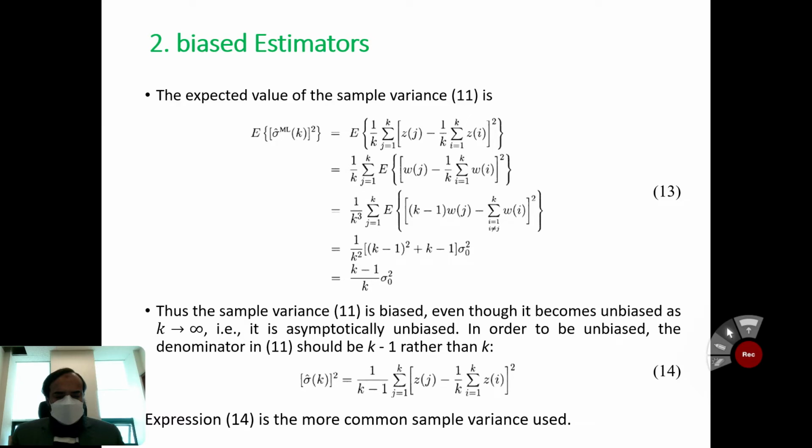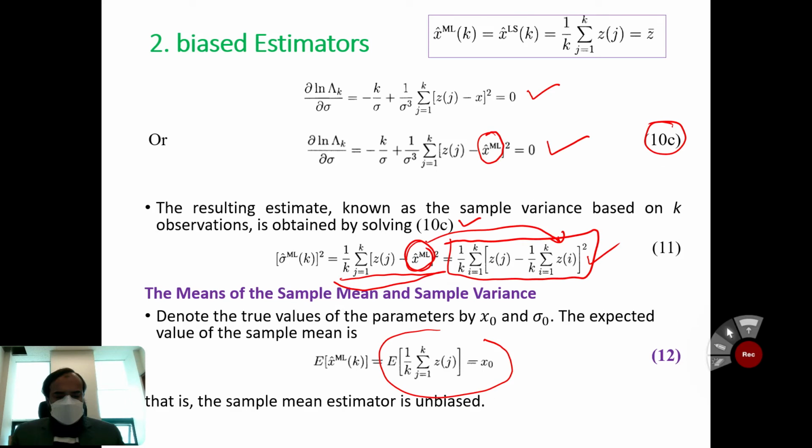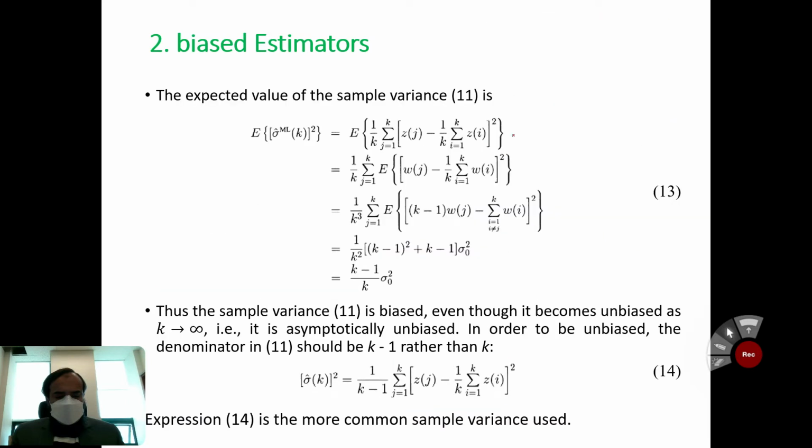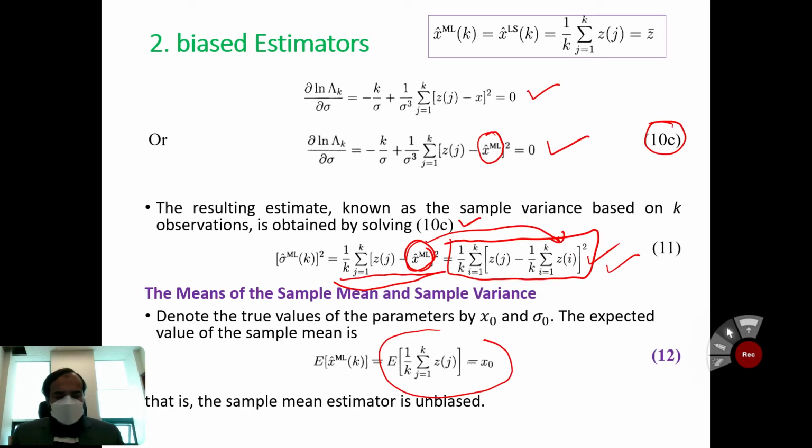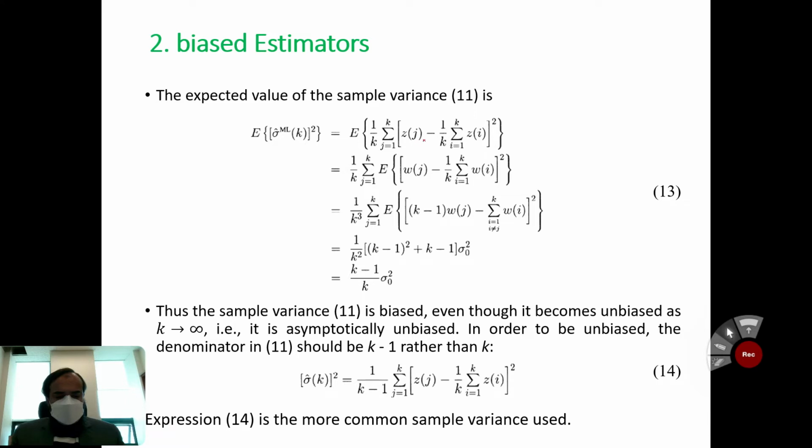Now, how about the expected value of the sample variance? We take this equation, and we have to check whether it is unbiased or biased. This is the same question as we discussed here. To check the expected value, we apply expectation on both sides, and as we are talking about the sample variance, we can replace z with w. Sorry, this is not omega, this is w. So w of j equals z of j, and we have replaced z with w of i.